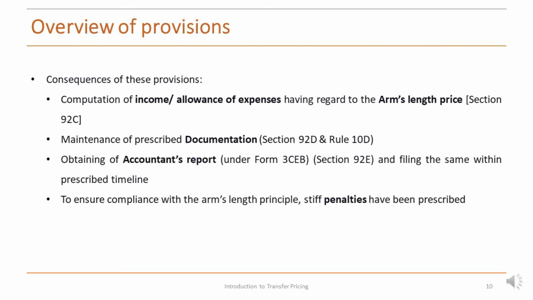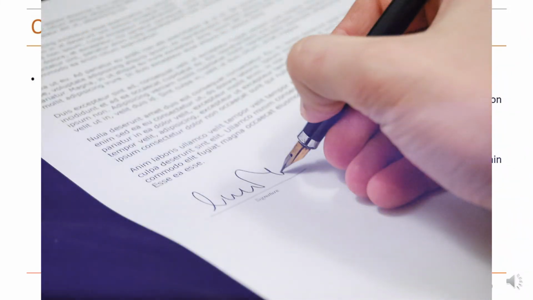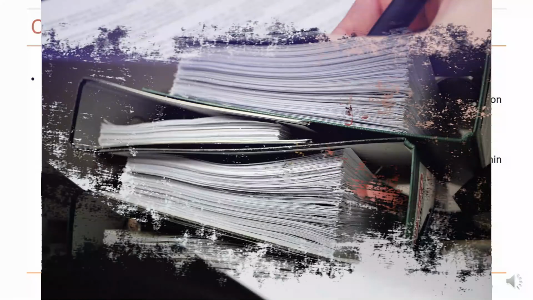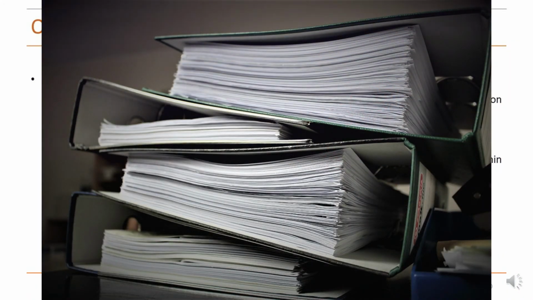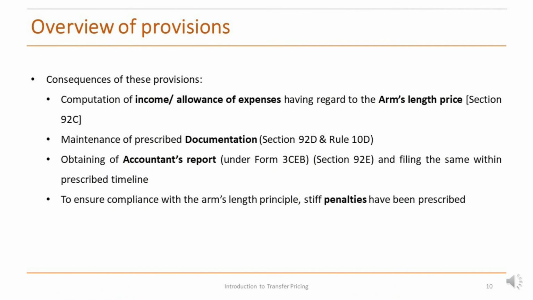The Act goes on to say that if the provisions are applicable, the taxpayer must compute its income or claim expenses for tax purposes on the basis of arm's length price. Also, the following compliance requirements are applicable. The taxpayer has to obtain a CA certificate in Form 3CEB within a particular due date. He also is required to maintain detailed TP documentation as prescribed under Rule 10D within a particular date. Failure to do so may attract penal consequences.